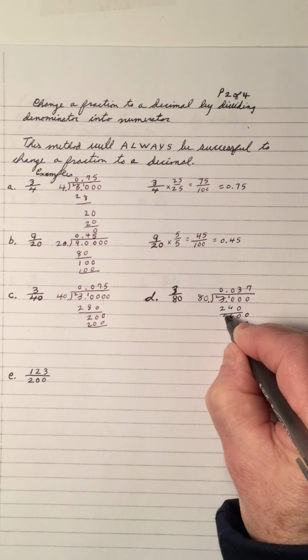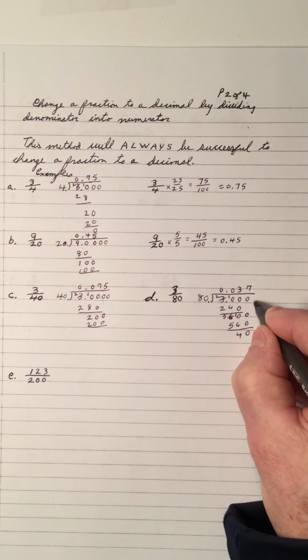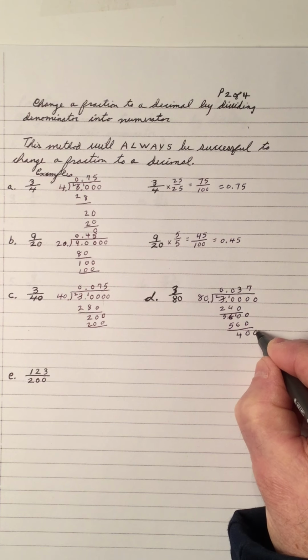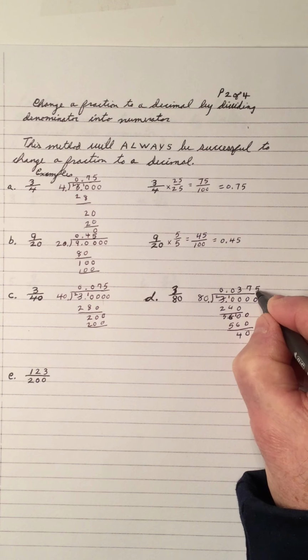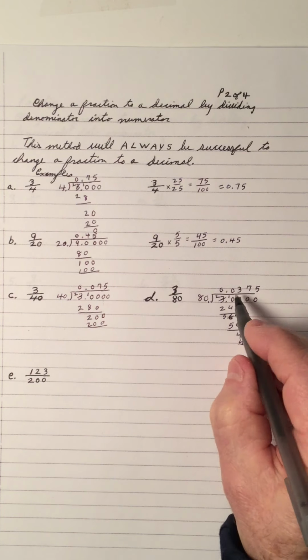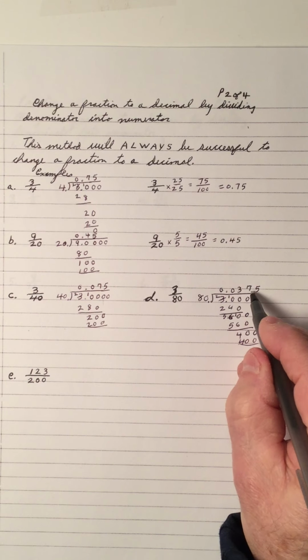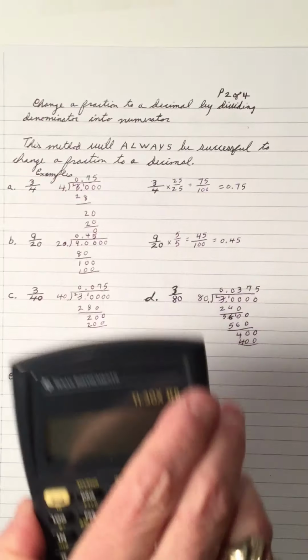The 6 becomes a 5, and that becomes a 10. 10 subtract 6 is 4. Now we bring down another 0. 8 into 40 goes 5. Looks like 5. 5 times 80 is 400. And it stops. So decimal 0.0375 is the same as 3 over 80.